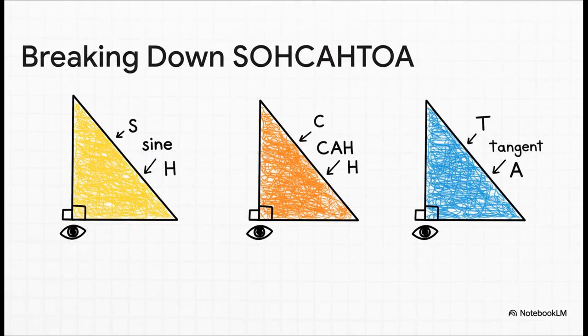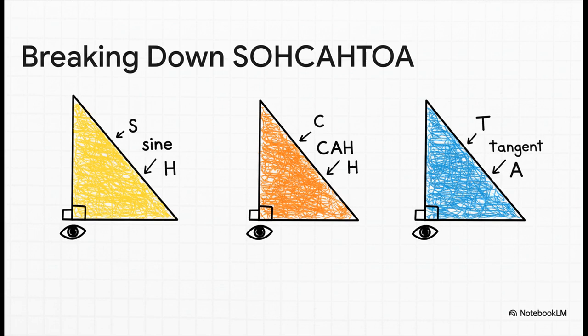So here's how to think about it. Imagine you're standing on one of the corners of the triangle, one of the sharp ones. From where you're standing, there's one side that's opposite you, way across the triangle. The side right next to you, that's the adjacent side. And of course, the long slanty one is always the hypotenuse. SOHCAHTOA is just a code for this. SOH means sine is opposite over hypotenuse. CAH means cosine is adjacent over hypotenuse. And TOA means tangent is opposite over adjacent.